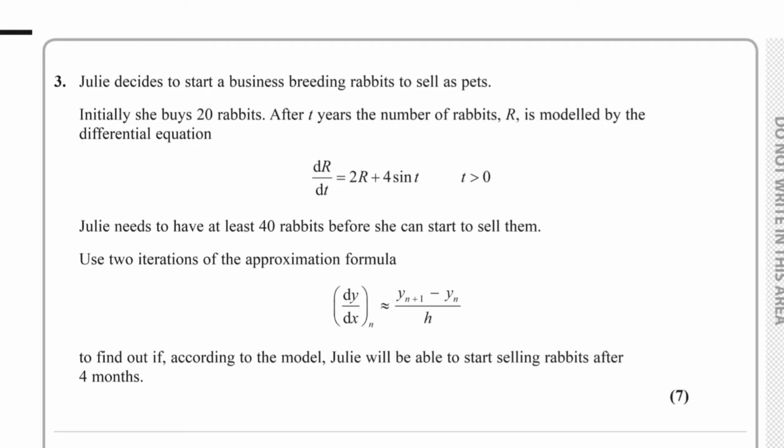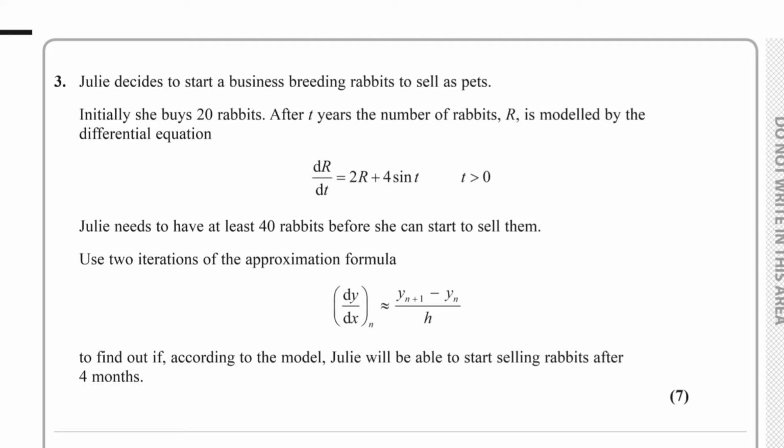For question number 3, Julie decides to start a business breeding rabbits to sell as pets. Initially, she buys 20 rabbits. After 2 years, the number of rabbits R is modelled by the differential equation dR over dt equals 2R plus 4 sine t, where t is greater than 0. Julie needs to have at least 40 rabbits before she can start to sell them, and we have to use 2 iterations of the approximation formula dy over dx approximately y n plus 1 minus y n over h to find out if, according to the model, Julie will be able to start selling rabbits after 4 months.